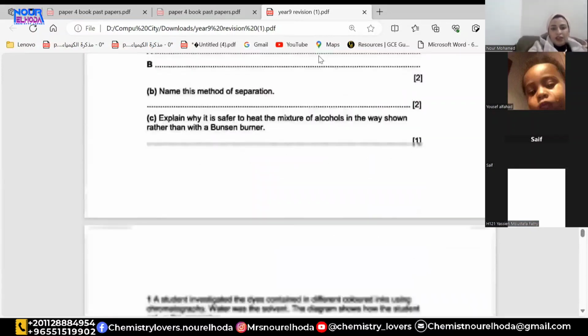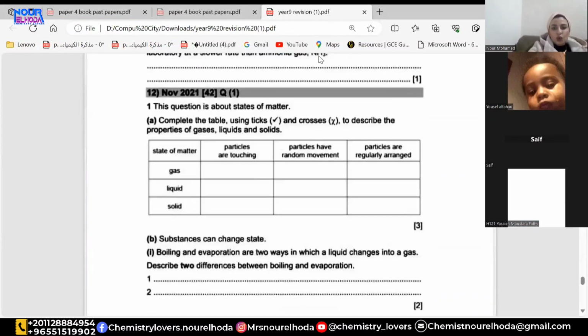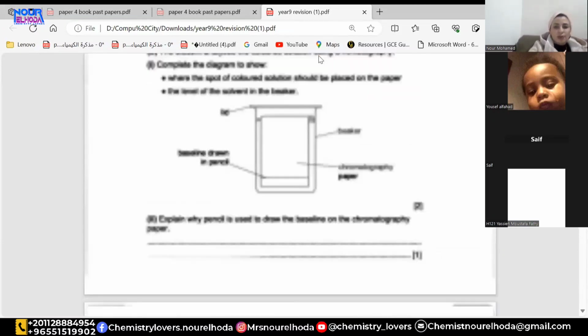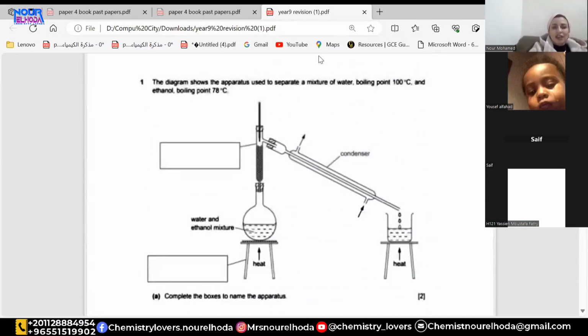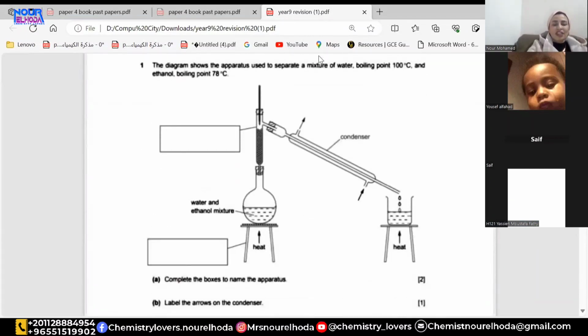I think now we have revised atoms and bonding, so we can revise back on states of matter or experimental techniques. Since the majority want me to revise simple distillation or fractional distillation, I will.